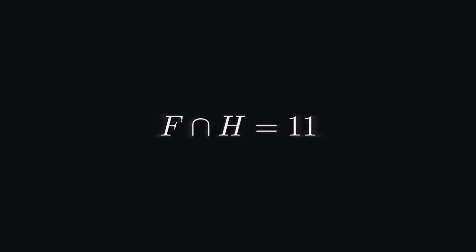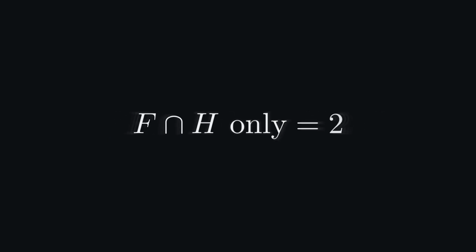Now, let's determine how many students play football and hockey only. 11 students play both football and hockey. We subtract the 9 students who play all 3 games from this total. This means 2 students play only football and hockey.